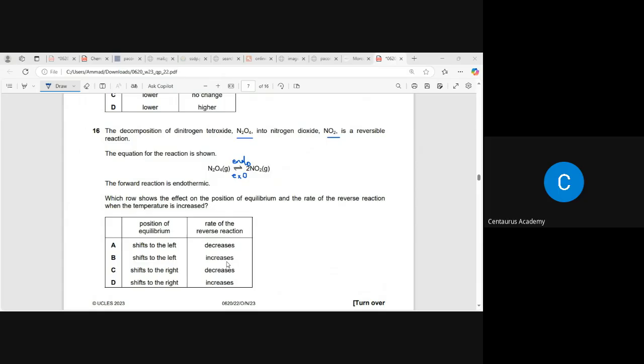Increase, okay? Which means that your answer choices will either be B or D. You have to eliminate answer choices A and C. Increasing the temperature will definitely increase the rate of reaction, be it any reaction, the reverse reaction or forward reaction or backward reaction, okay? Now we have to look into the position of the equilibrium.